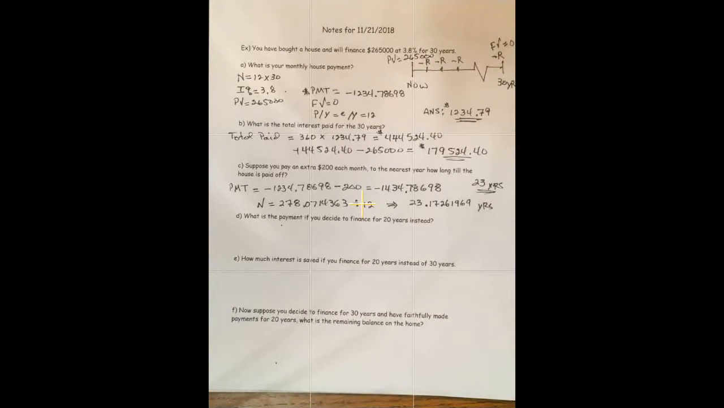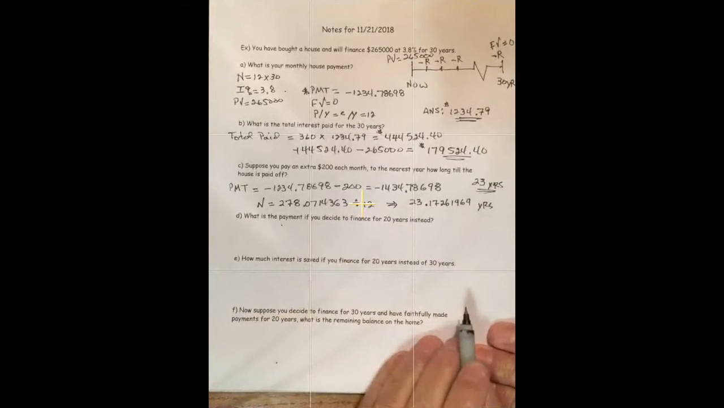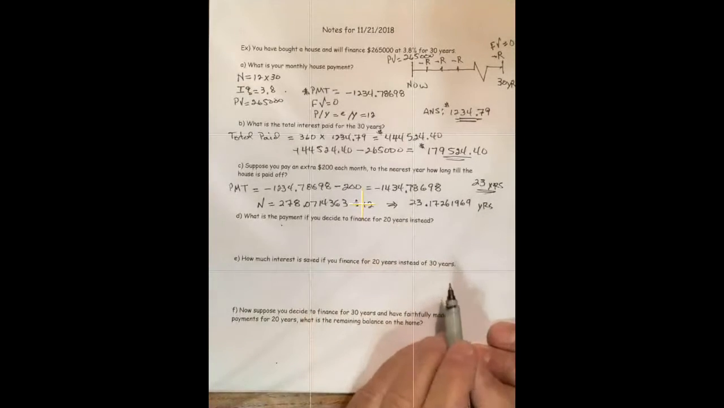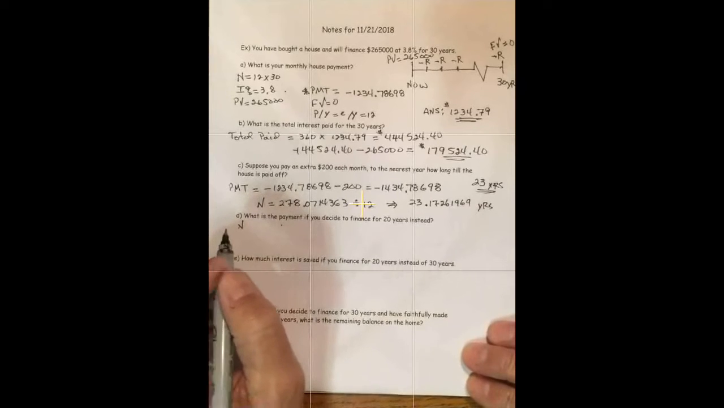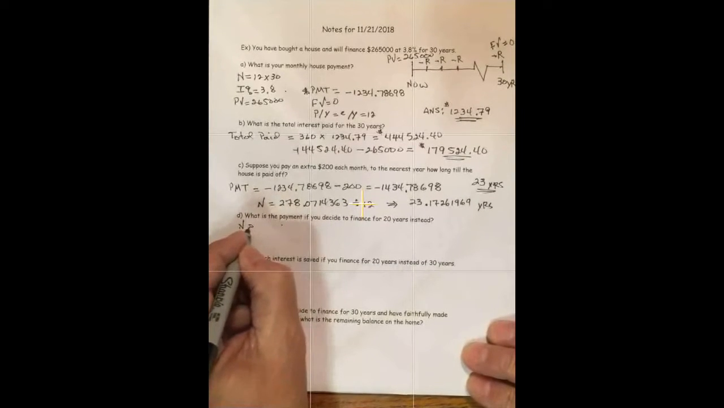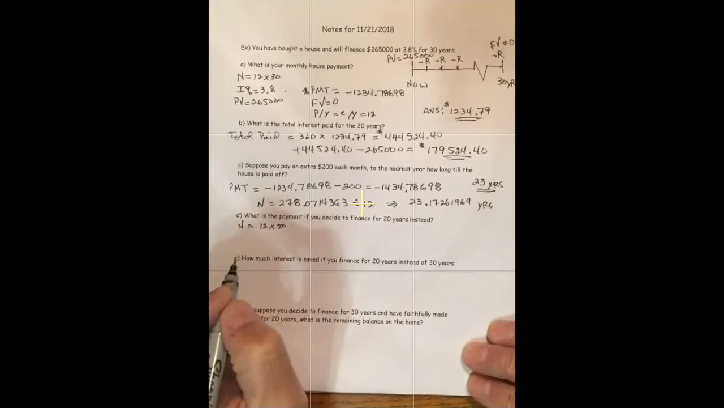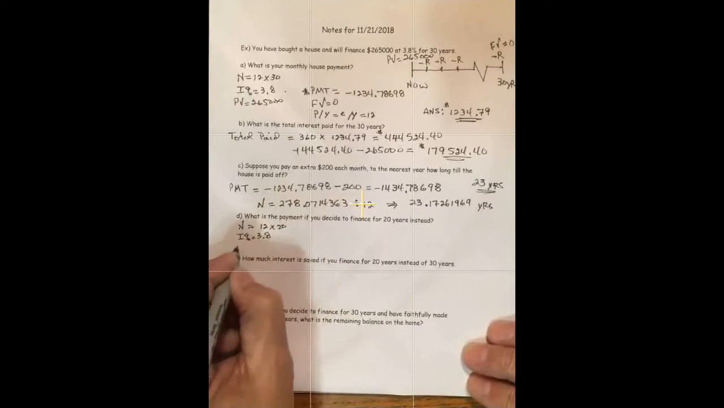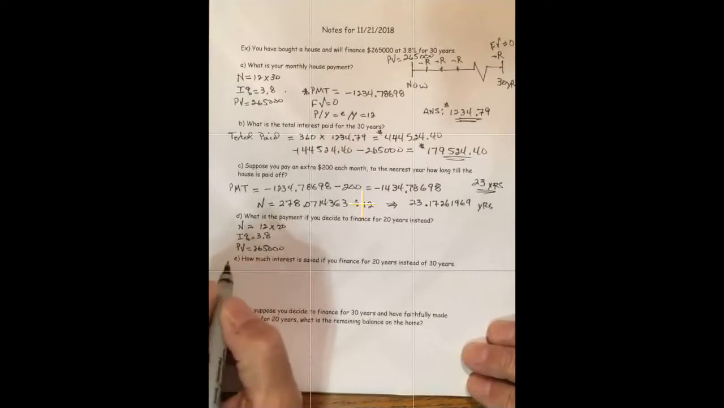Now, if we keep everything the same, what if we decide to finance for 20 years? What's the payment? Well, then N will be changed to 12 times 20, and everything else will be the same. I% is 3.8. Present value is 265,000.